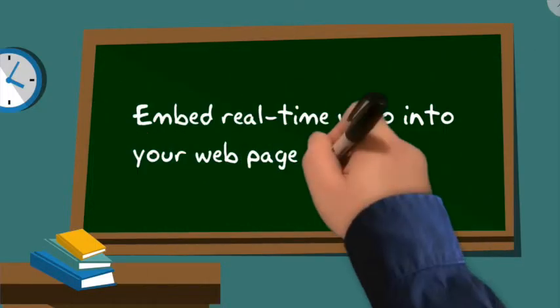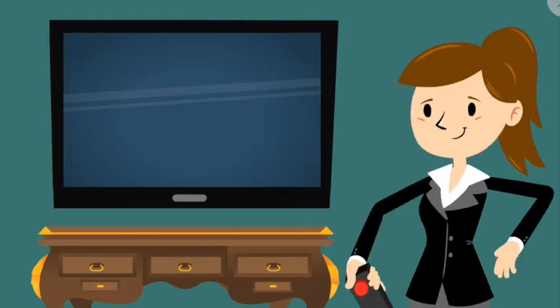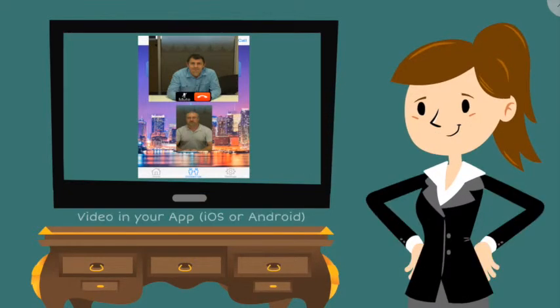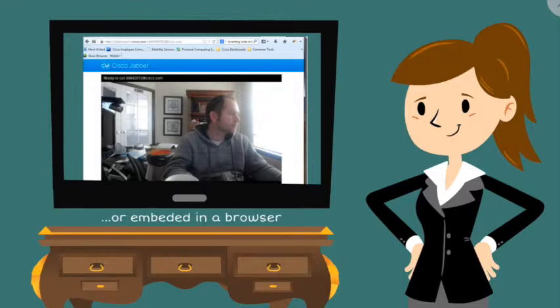Cisco has created a set of APIs that allow for developers to easily create and embed real-time voice and video into existing web pages or apps. So whether it's an existing iOS or Android app or web page, you're easily able to embed voice and video capabilities straight into that app or web page with very few lines of code.